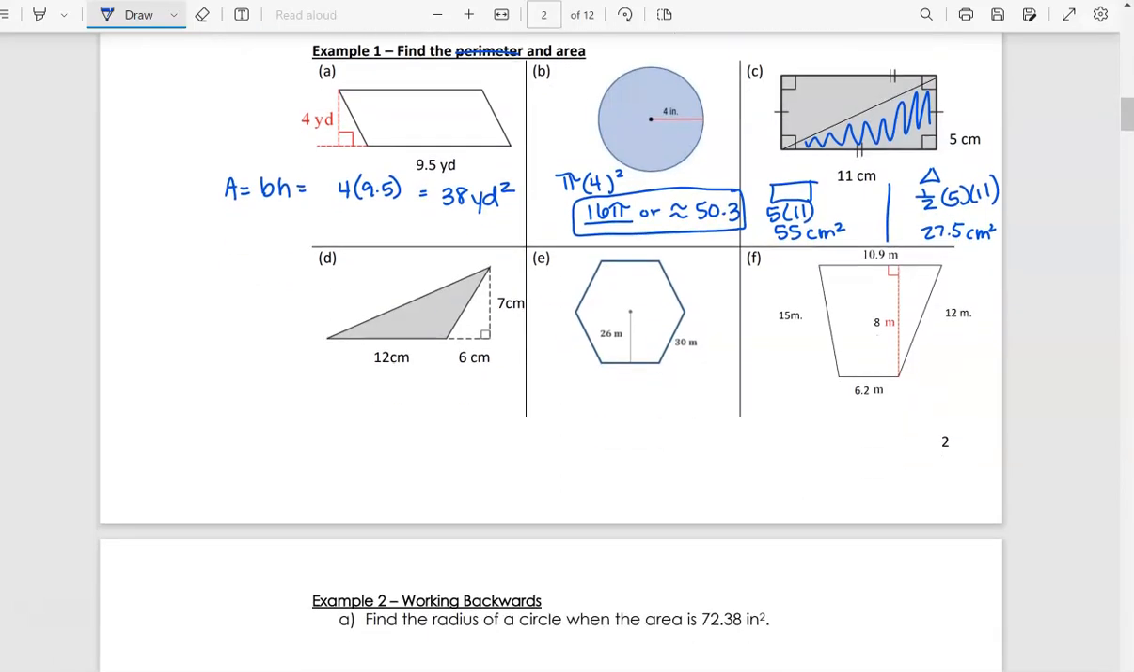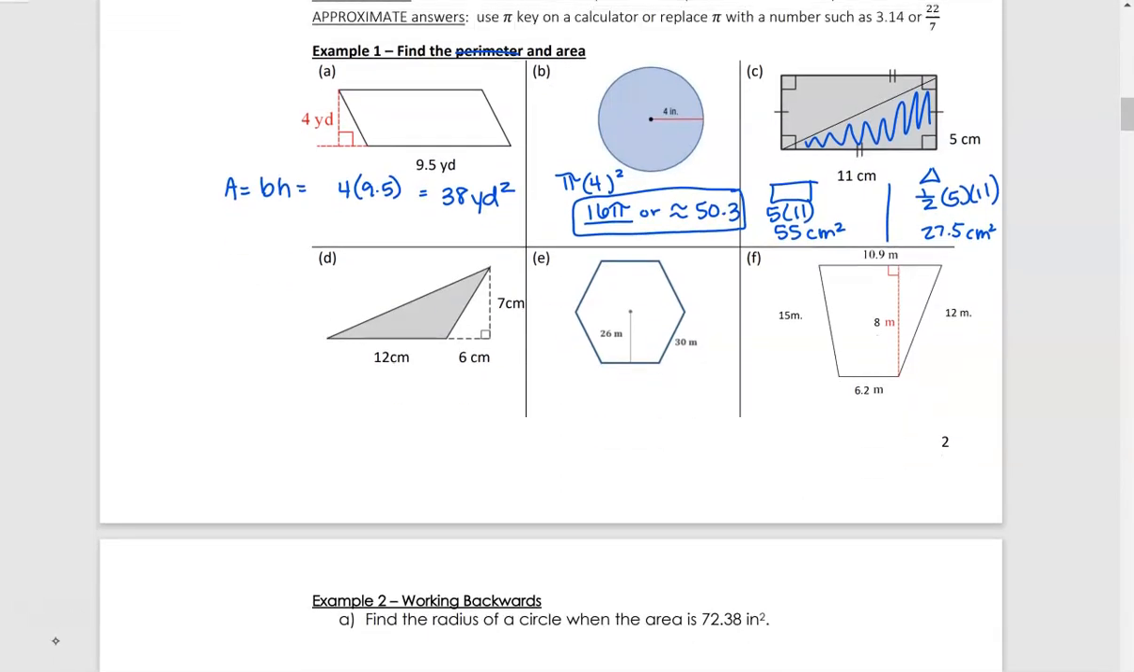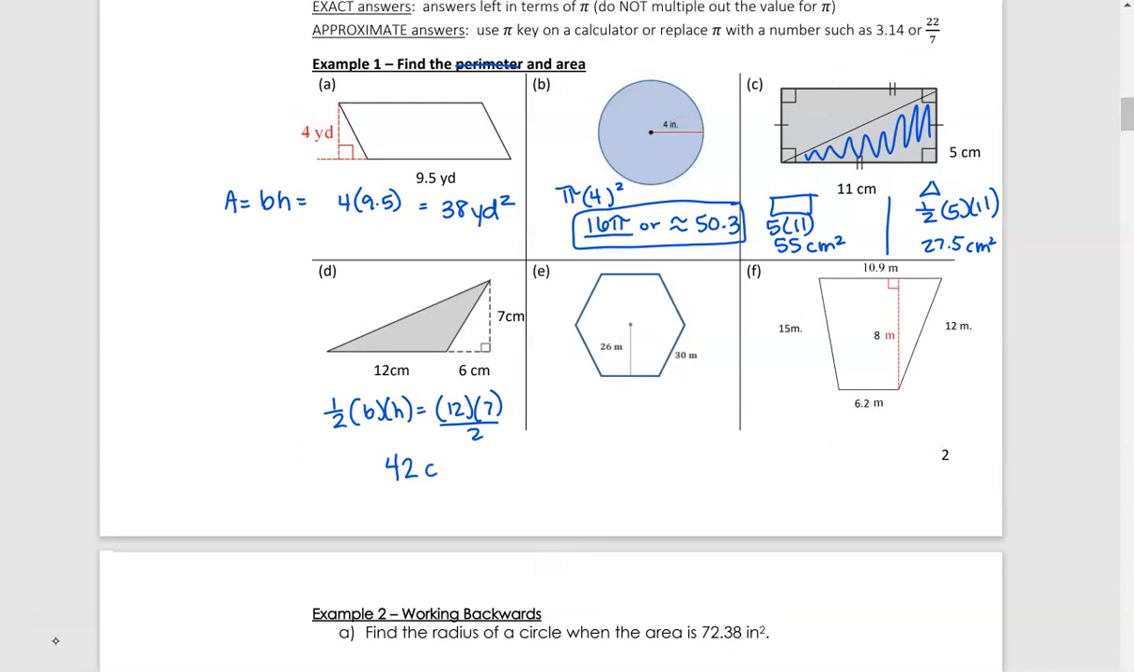All right, so next up we have a triangle here. So 1/2 base times height, which is going to be a base of 12, and then a height of 7. And then we can cut that in half, or we can multiply it by 0.5. Either way you want to do it is going to give you the correct answer of 42 centimeters squared.